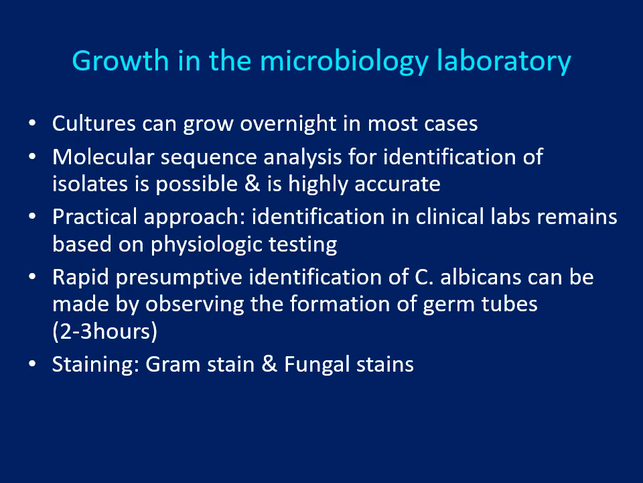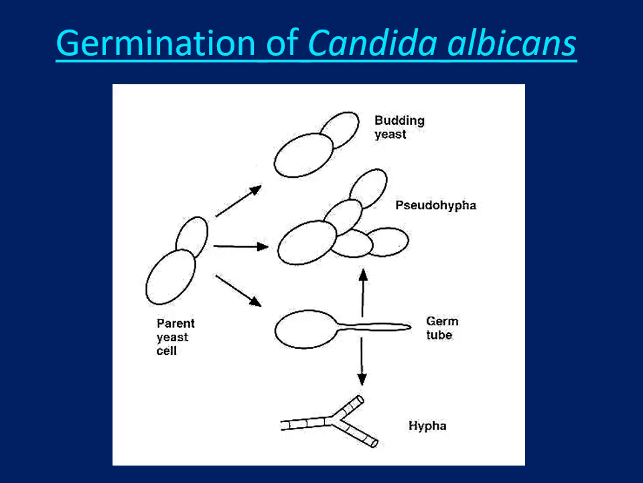The best way to appreciate Candida is through laboratory physiological testing, and the most important rapid way to identify albicans versus non-albicans, because of its clinical significance, is usually the germ tube method. Candida can stain by Gram stain and by fungal stain, so it's an easy organism to identify. This is what I'm talking to you about.